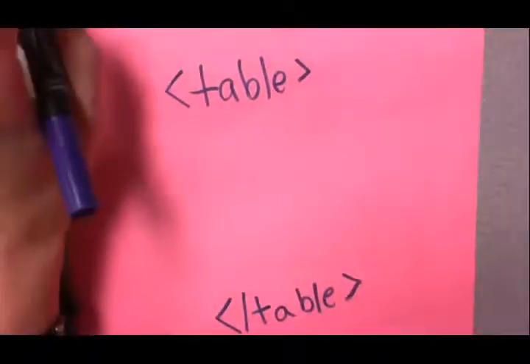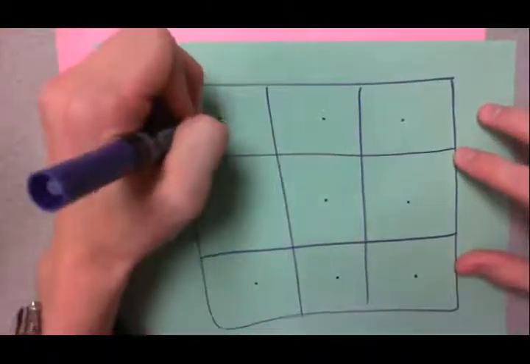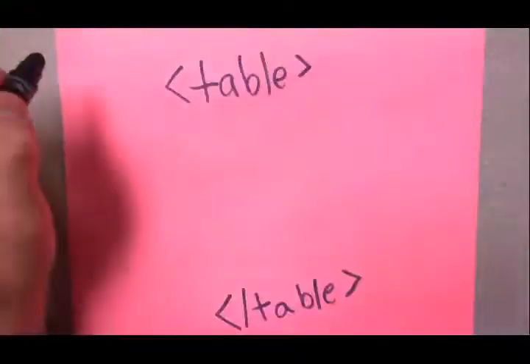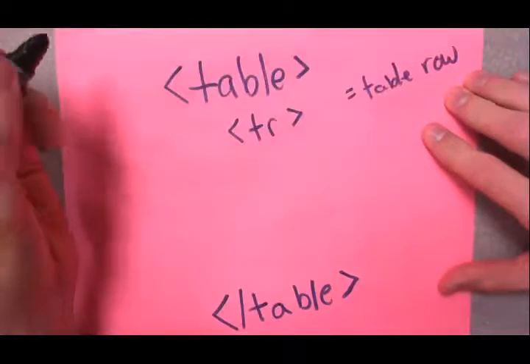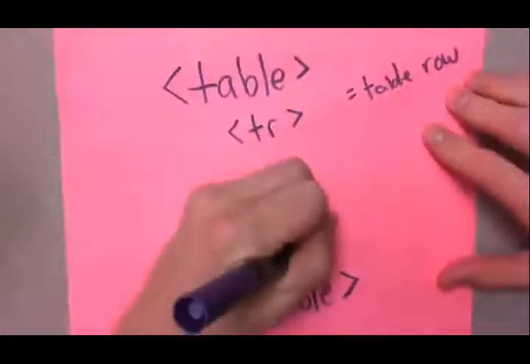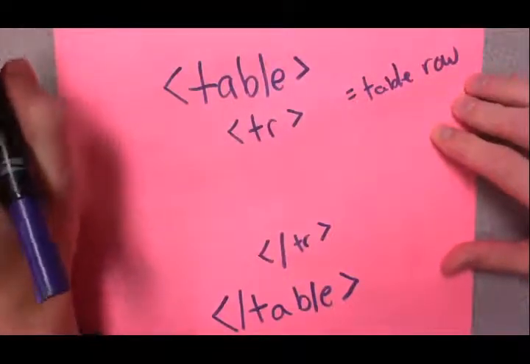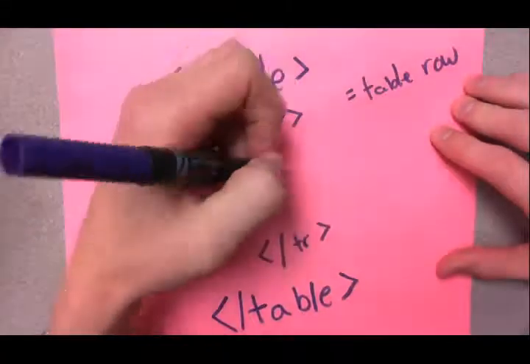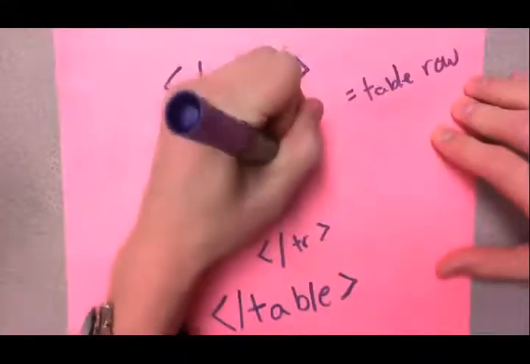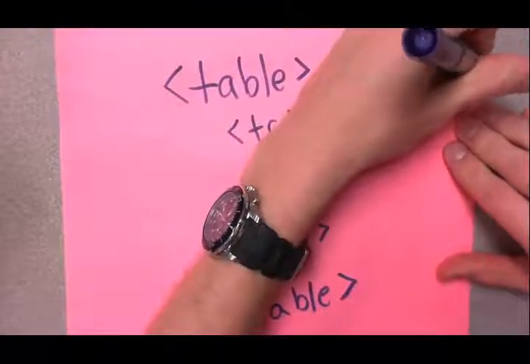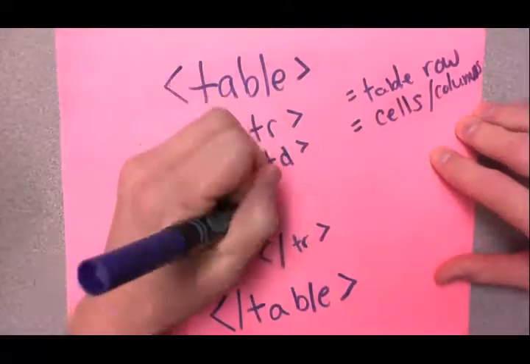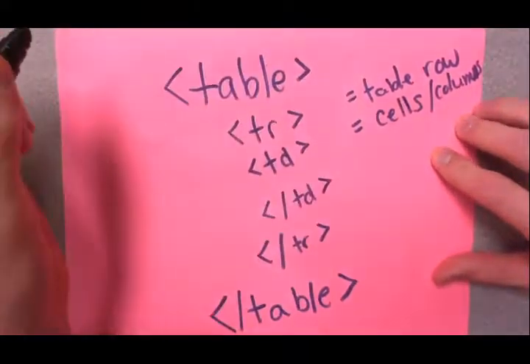Next tag to know is how to create my nice rows, everything going this way. My rows are created with the TR tag, which stands for table row. You close the TR tag with a slash TR. And then finally, to create a cell, you need to add TD. These create cells or columns. To close that, you would do slash TD. Inside these tags is where you would put your information for each cell.